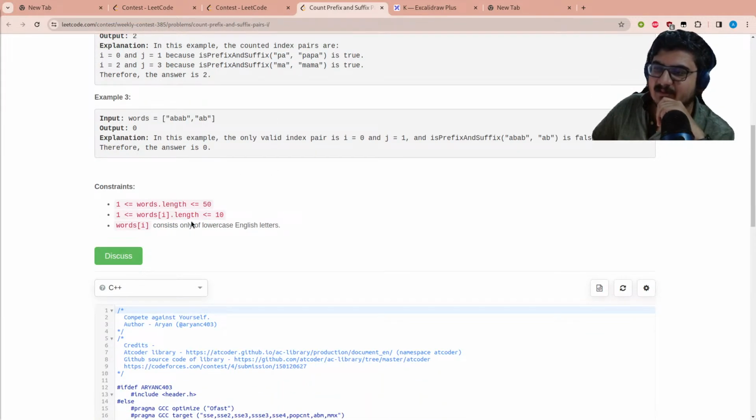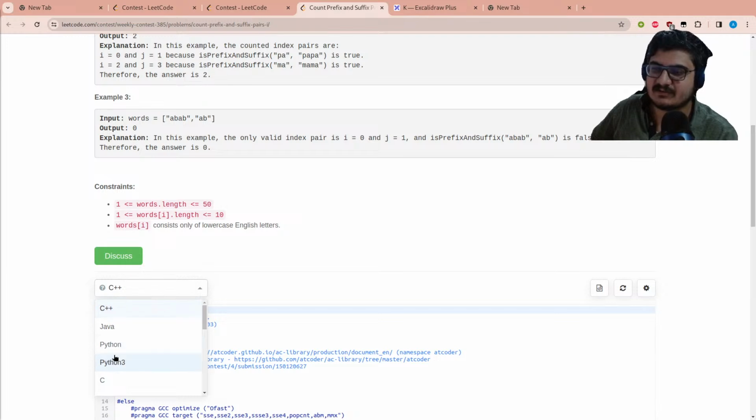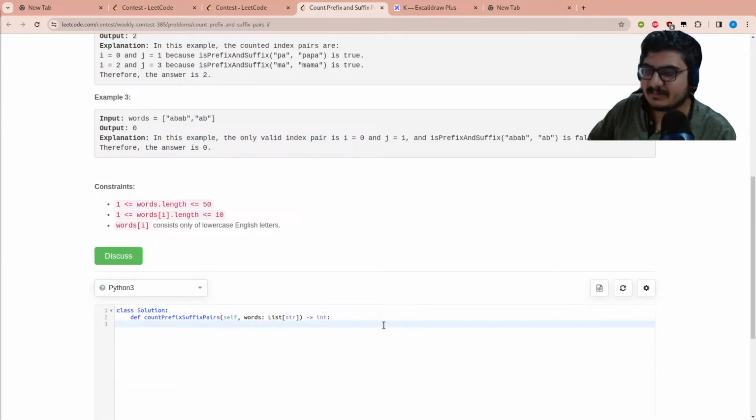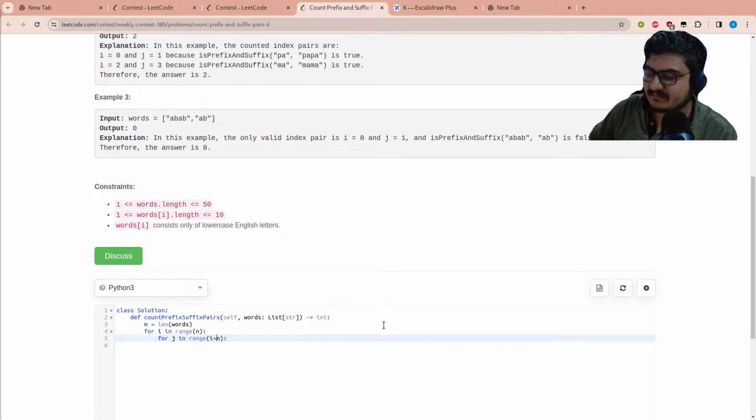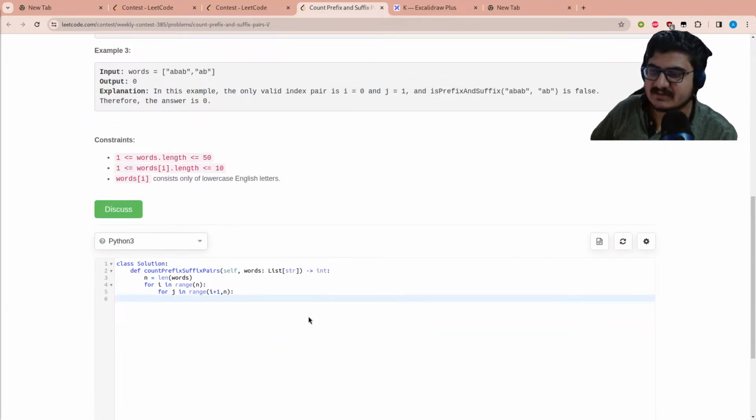The constraints of this problem were small, like the number of words was at most 50 and the word length was less than or equal to 10. So one way would be to try out all the pairs over here, and for each pair we can check if it is a prefix and suffix or not. A way to do it in Python would be: for i in range of len(words), for j, this should start from i plus 1, because we have been told that i is less than j.